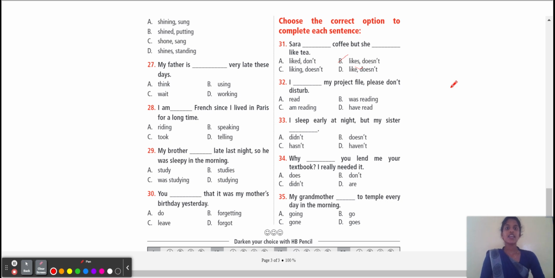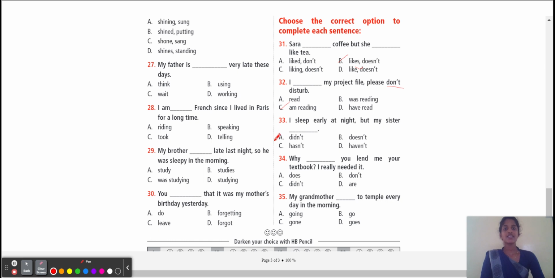32. I dash my project file. Please don't disturb. This you can understand. Don't is the present tense. Did is the past tense. Does is also a present tense. Do, does are present. Here it is a present tense. So since I is placed, you should keep the answer am reading. I should be placed as subject, which means we should answer am as the verb.